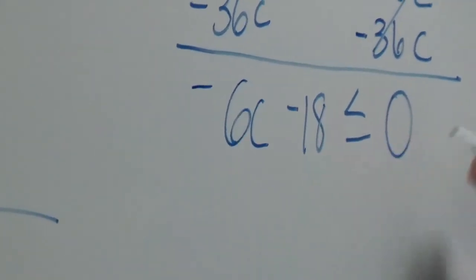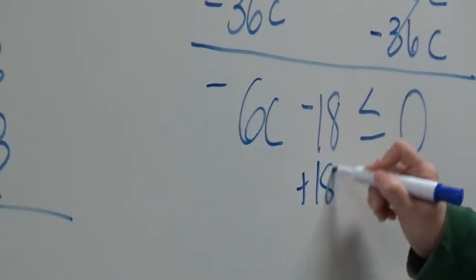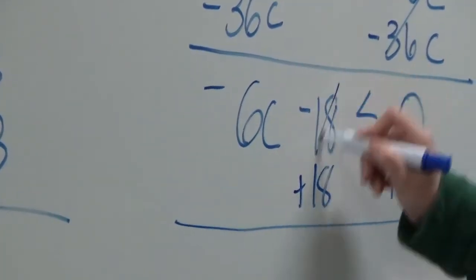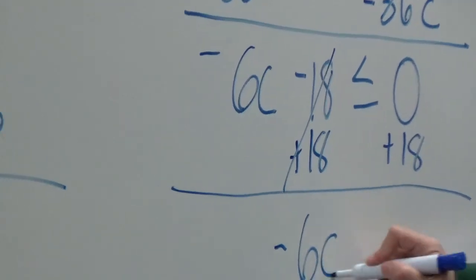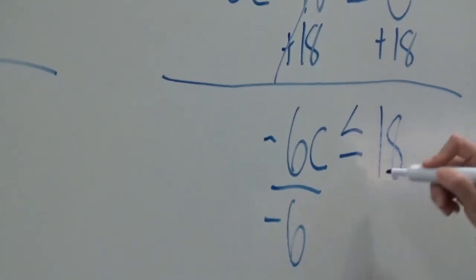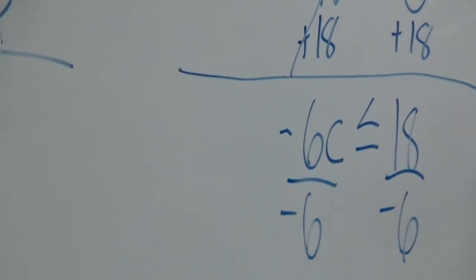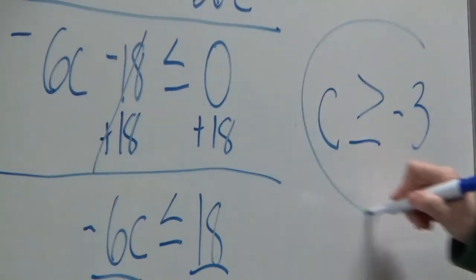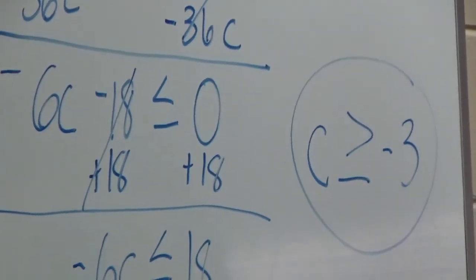Now I'm going to bring the 18 with the 0. Those are like terms. They're both numbers, integers. So that cancels, and I get negative 6c is less than or equal to 18. I'm dividing by a negative. What happens when I divide by a negative? I get the sign going the other way. Okay? My answer is c is greater than or equal to negative 3.